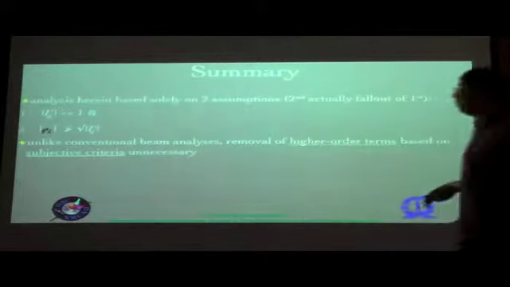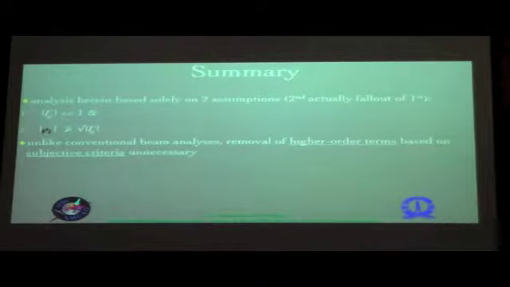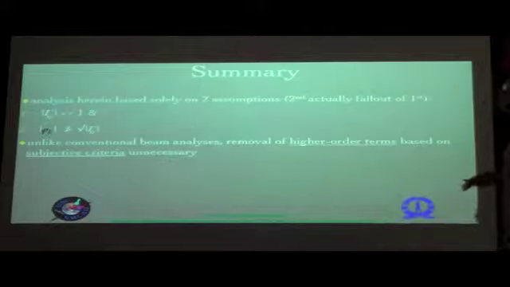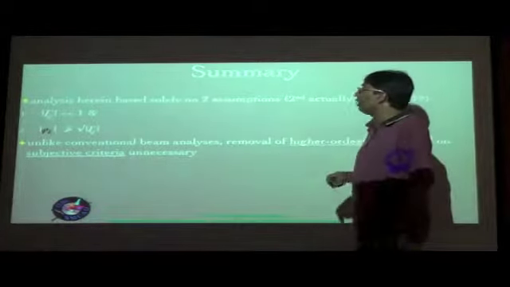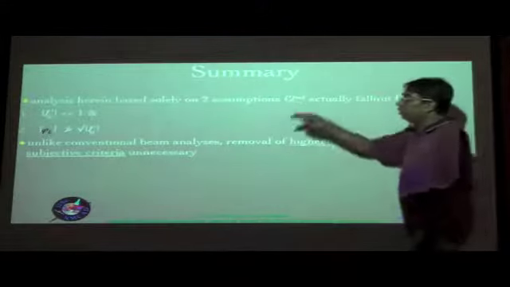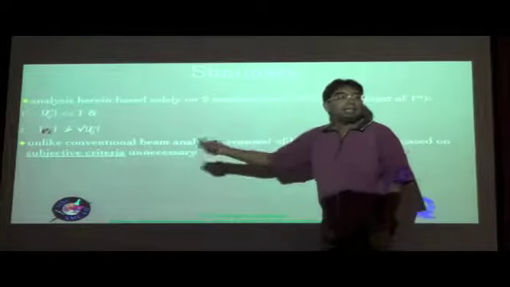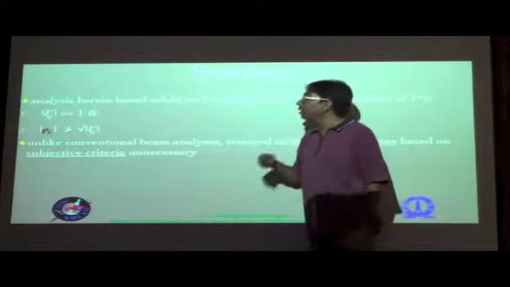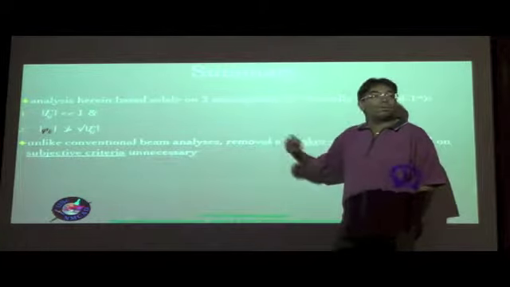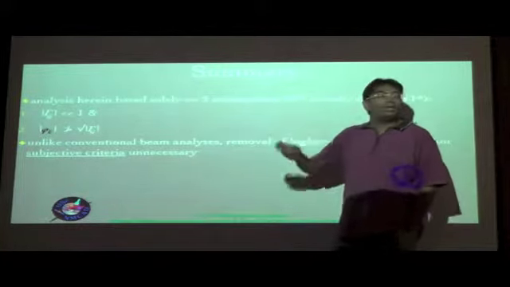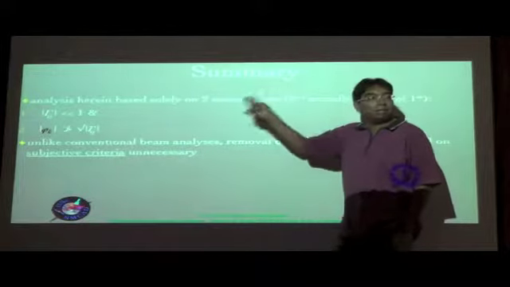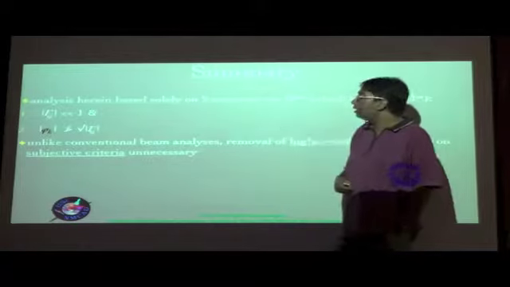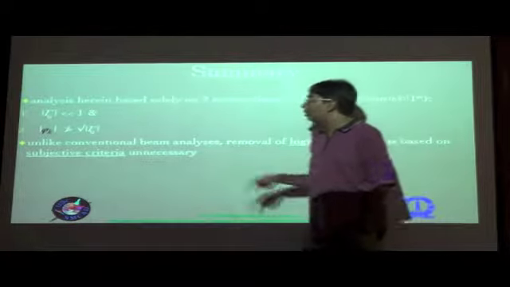Unlike the conventional beam analysis, the removal of higher order terms based on subjective criteria is unnecessary. So it's only these two things which follow from each other. In fact, as you know, the expression for the 3D strain contains the local rotation, and if the local rotation were much bigger than what we discussed, it's quite obvious that the 3D strain would be larger and would violate the fact that it cannot go beyond the material failure strain values.